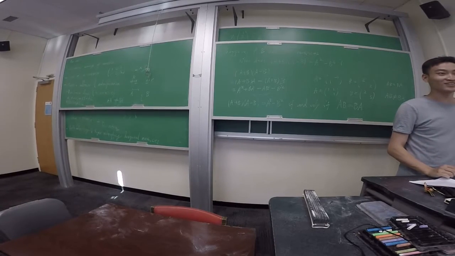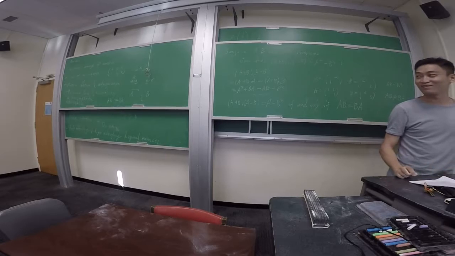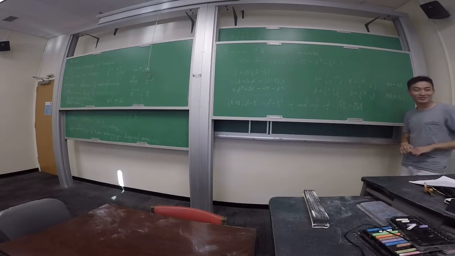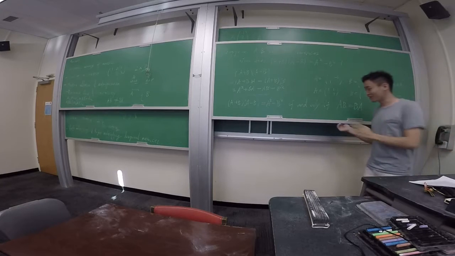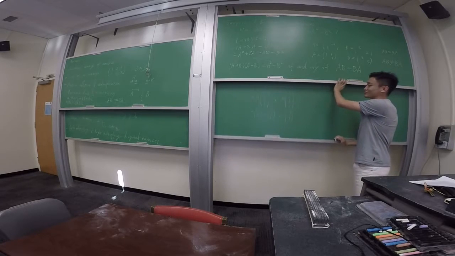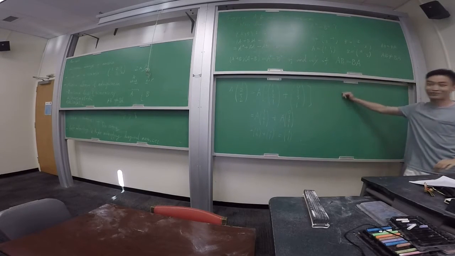Question: in what exact way is the condition AB equals BA satisfied? You said there are a lot of examples where AB equals BA, but I want to know exactly under what condition AB equals BA. Okay, there are a lot of necessary conditions, but the sufficient condition is very hard to describe.